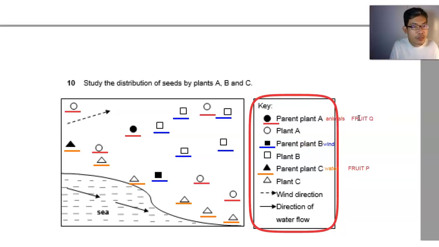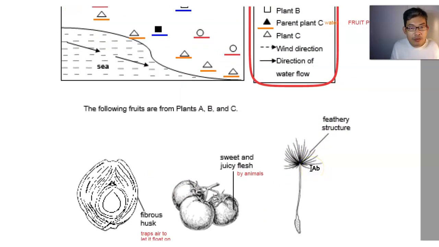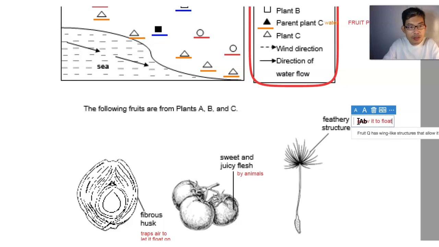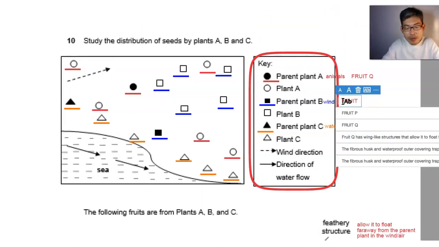This is how Mr. Long will do such a question. Understand the map, mark out which of these are dispersed by the different dispersal methods, and map it to the characteristics of the given fruits. Feathery structures, of course, allow it to float far away from the parent plant in the wind or in the air. So fruit R is by wind. By wind here will be your fruit R.